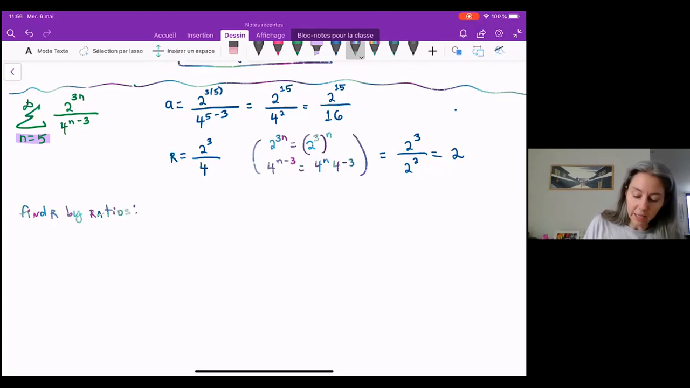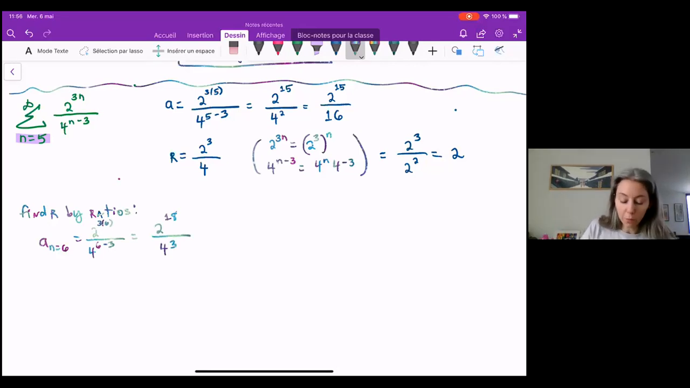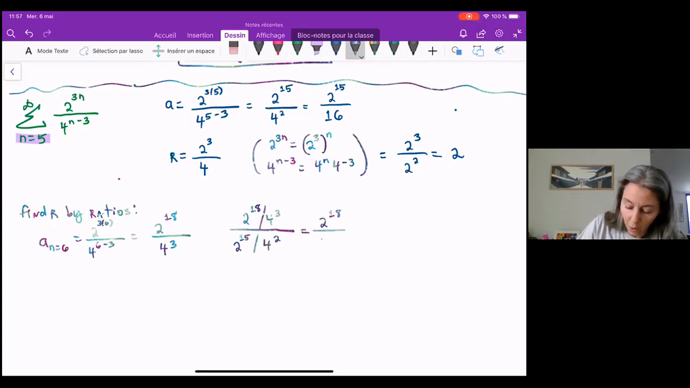So I already have that a is 2 to the 15 over 16. So when I plug in 6, I'm going to get 2 to the power of 3 times 6 over 4 to the 6 minus 3. So that's 2 to the 18 over 4 cubed. Now for my ratio, that means I'm doing 2 to the 18 over 4 cubed divided by 2 to the 15 over 4 squared. So that gives me 2 to the 18 over 4 cubed. I flip the denominator because I'm dividing by a fraction, 2 to the 15.